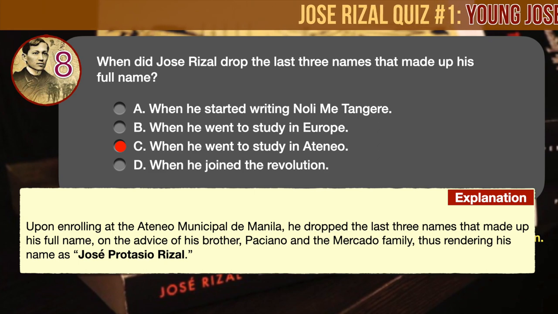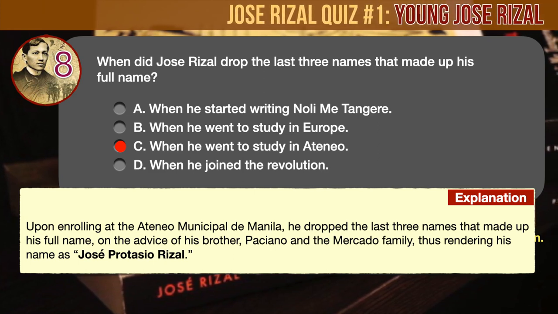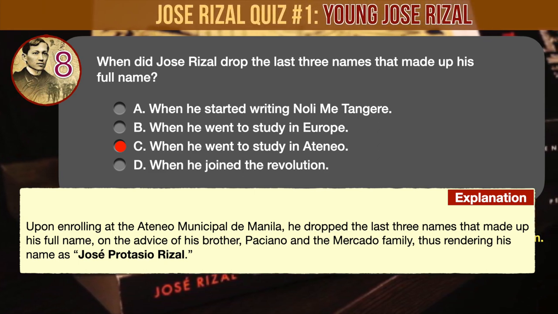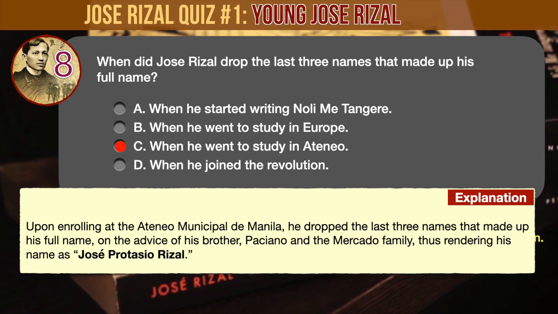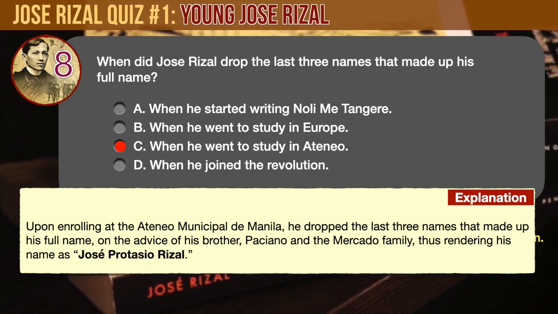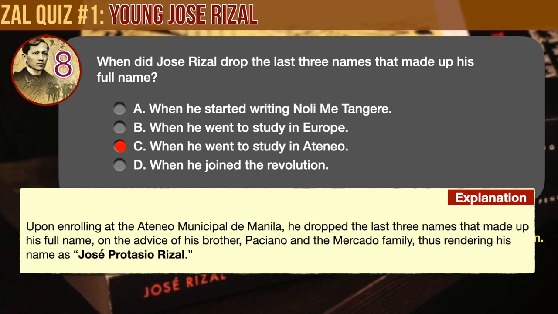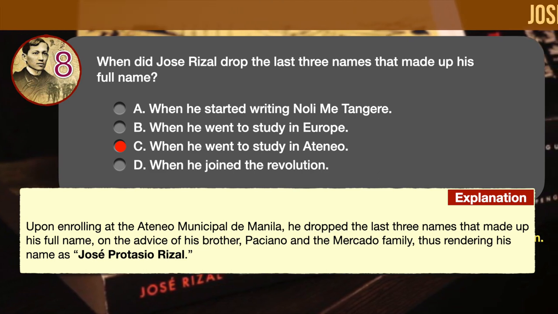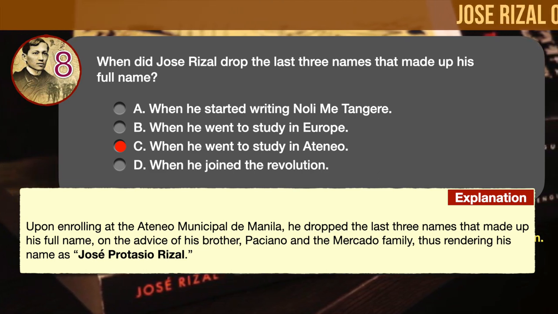This was to enable him to travel freely and disassociate him from his brother, Paciano, who had gained notoriety with earlier links to Filipino priests Mariano Gomez, Jose Burgos, and Jacinto Zamora, popularly known as Gomburza, who had been accused and executed for treason.